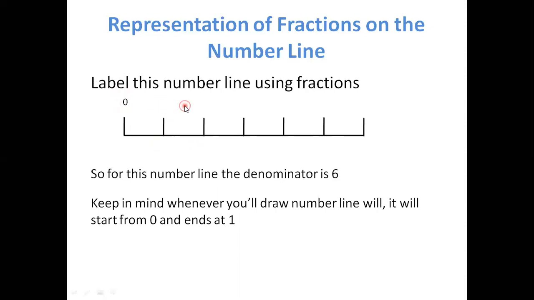Next will be 1 by 6. Next will be 2 by 6. Next will be 3 by 6. Next will be 4 by 6, 5 by 6, and 6 by 6. And again, when we simplify this fraction, we will get 1. So a fractional number line will always start from 0 and will end at 1.